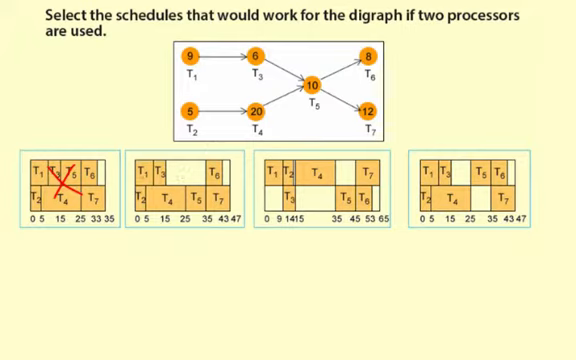Let's look at the next one. Task 1 and 3 start, and then 2 and then 4, that's all correct. Task 5 starts after tasks 1 through 4 are all completed, that's good. Task 6 and 7 start after task 5. This one does follow the rules in the digraph.